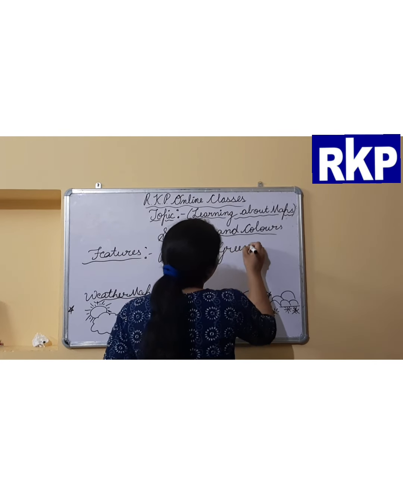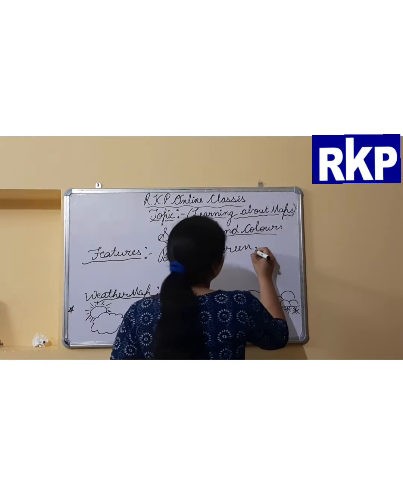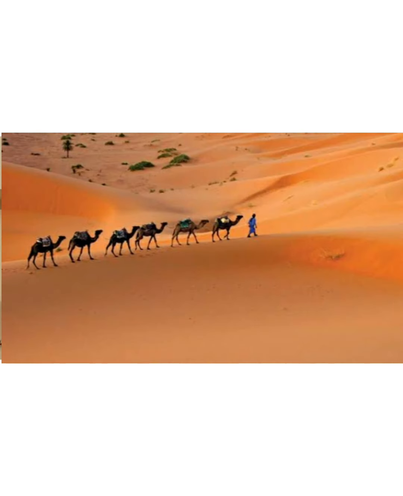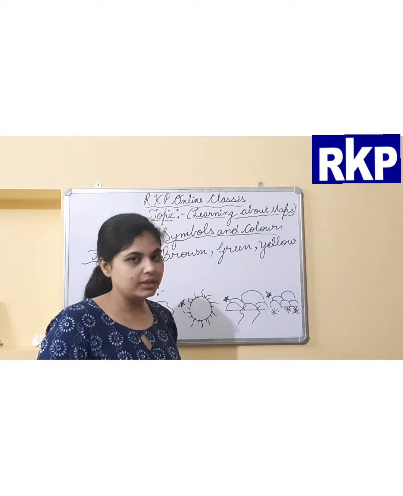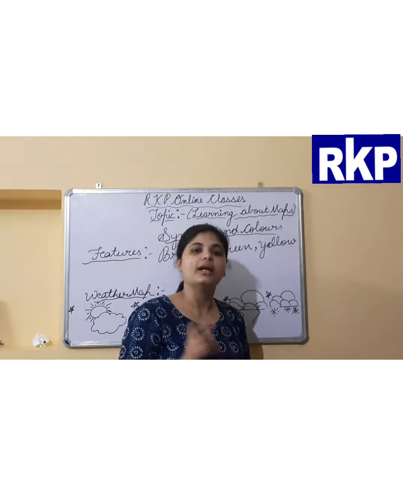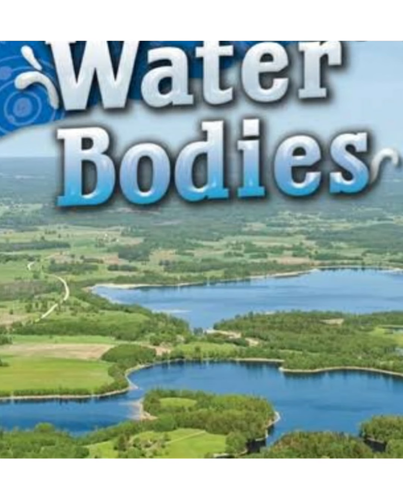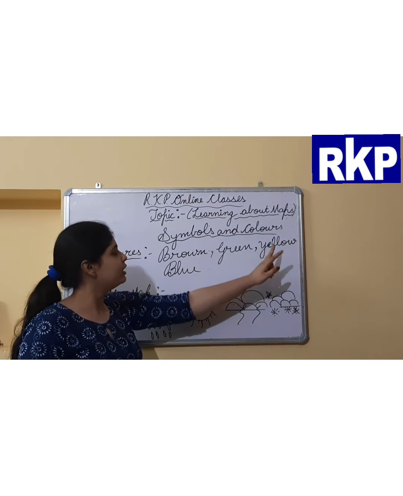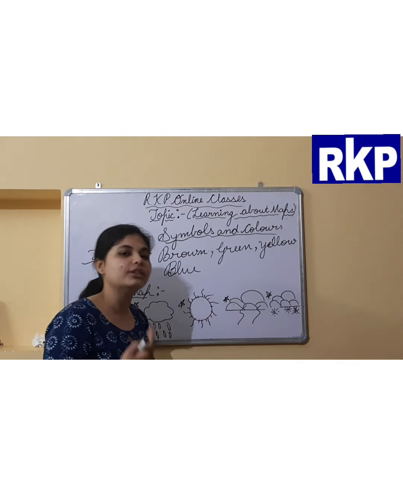Whereas the green color shows the vegetation features. And the yellow color is used to represent the desert area. As you know, the desert area is covered with sand and silt. And the blue color, you all are aware that Earth is known as the blue planet, so blue color represents water bodies. So brown, green, yellow, dark blue, light blue, so many colors are used by the cartographers on the map.